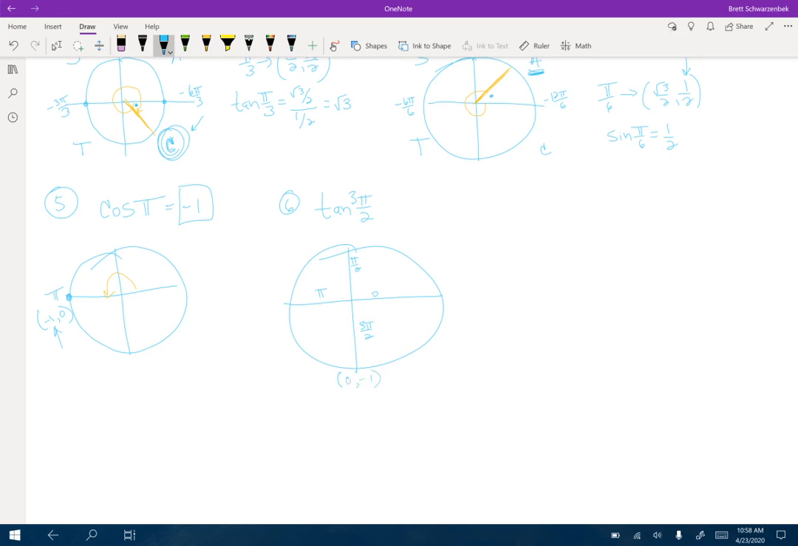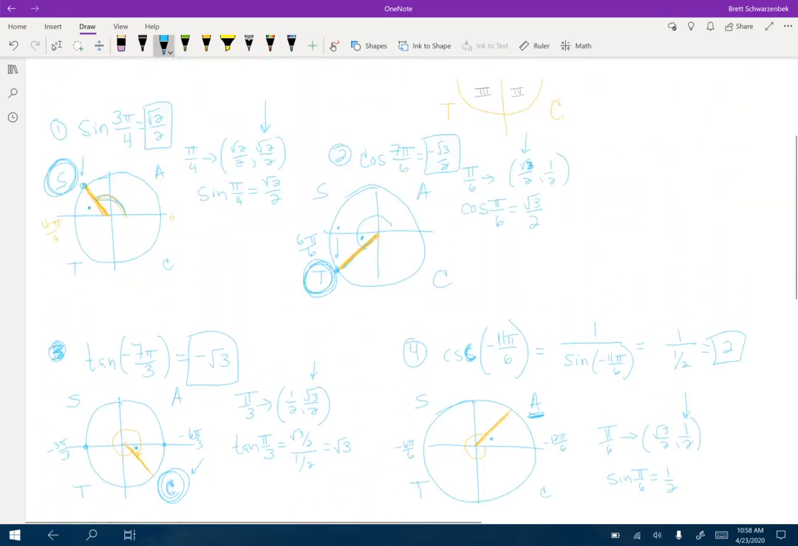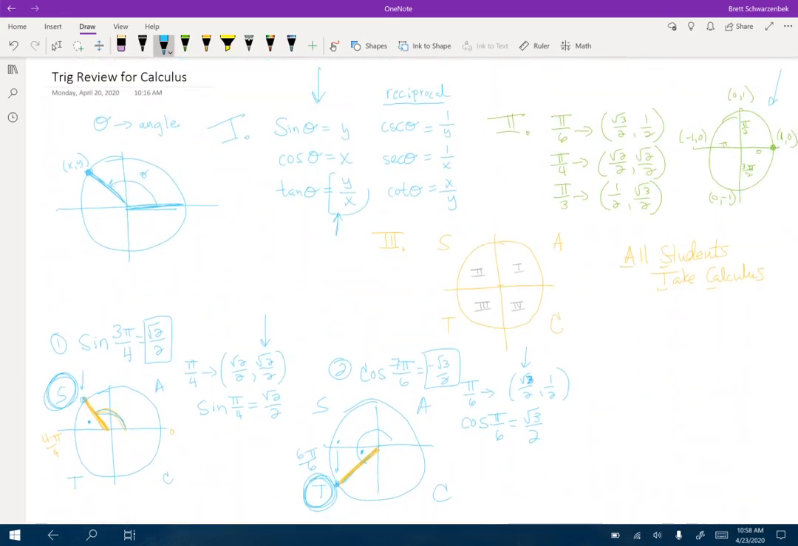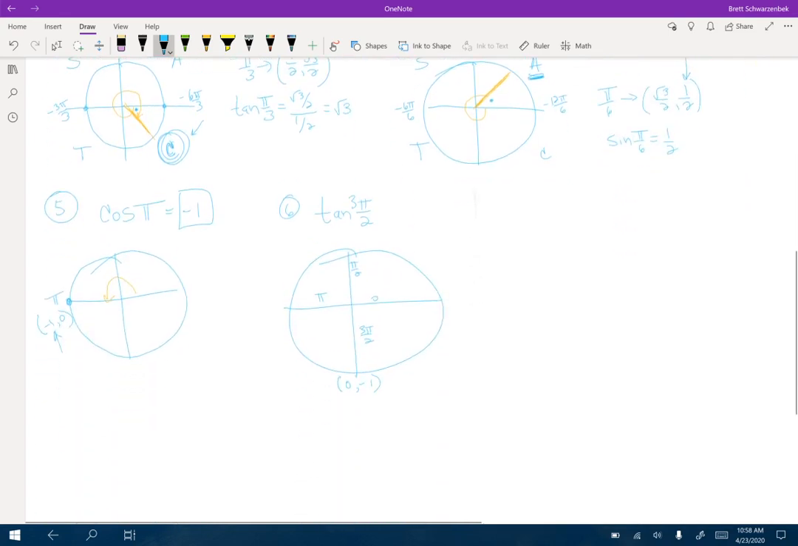So what is tangent the same as? Tangent is y over x. So y over x is going to be -1 over 0. Well, anything divided by 0 is not possible, or in other words, it's undefined. Which means if we put tangent of 3 pi over 2 in the calculator, we would get a big fat error because the answer to the problem is undefined.